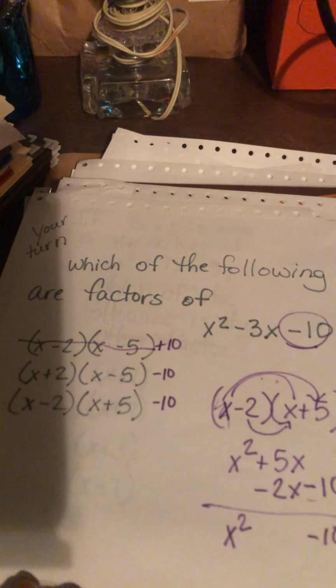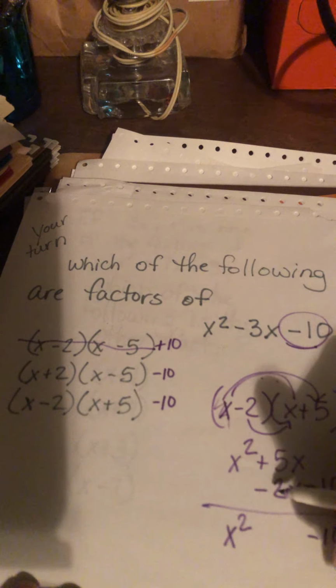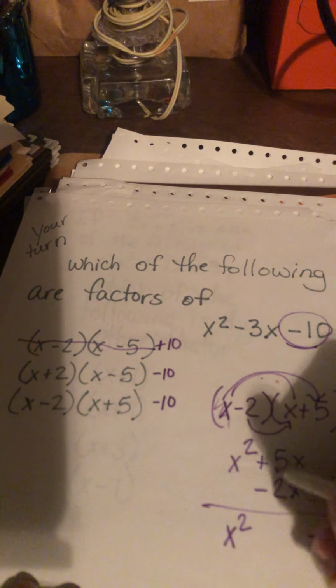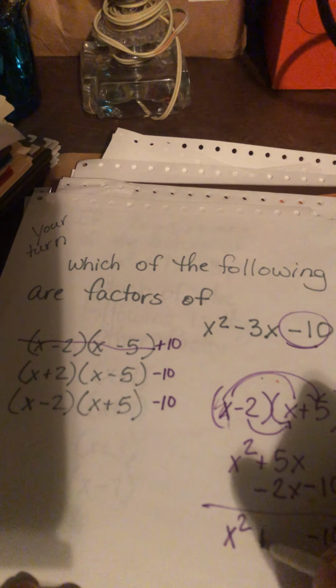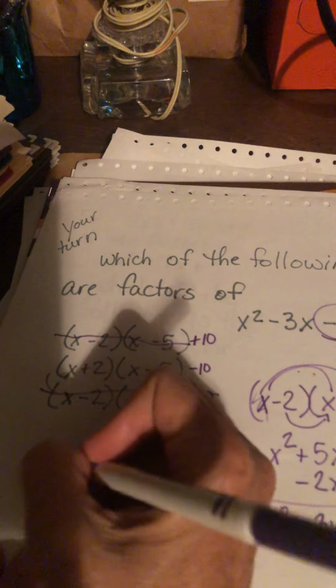Now the question is, is the middle going to give me the right thing? I have 5 and I owe 2. So I give you the 2. Guess what? I still have 3 left. That is not what I wanted. So this guy's out. So hopefully this one's going to work out. Let's try it.